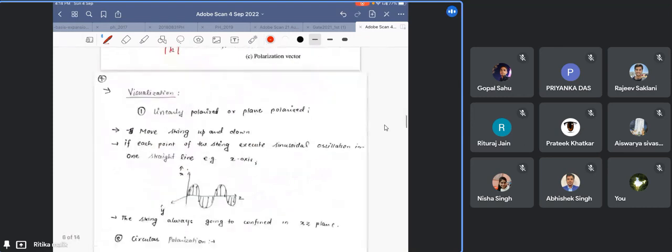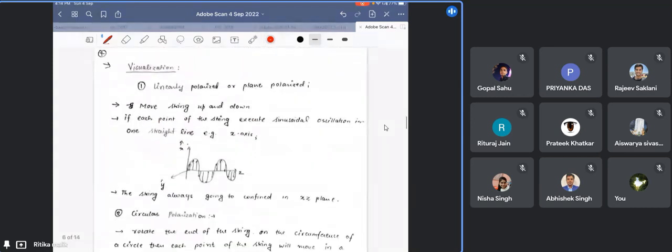So how can we visualize it? We can visualize it using, for example, a string. When we take a string and move it up and down, we can see that the wave is propagating in this string. And for the case of linear polarization, the direction in which the string is moving is the x direction. So if you take any point, it will be moving only in the x direction, positive x or negative x.